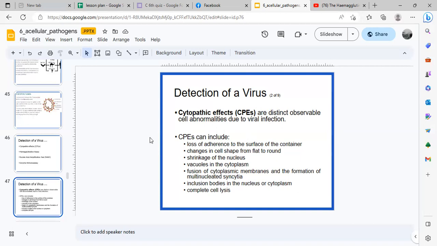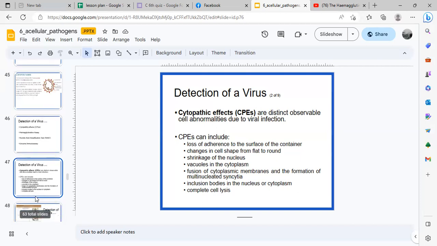Okay? So it is not a definitive conclusion that it is caused by a certain virus, because many viruses can cause that cytopathic effect. Okay? So that's just one way to get evidence that it's caused by a certain virus.